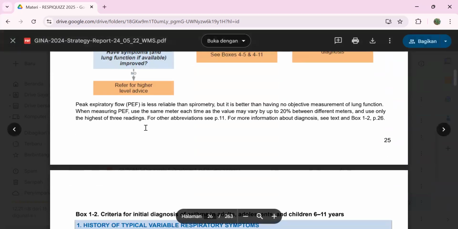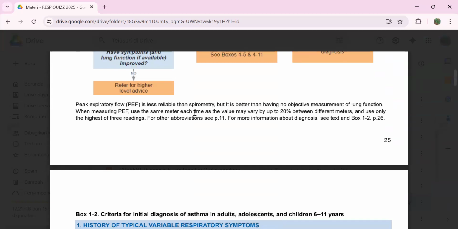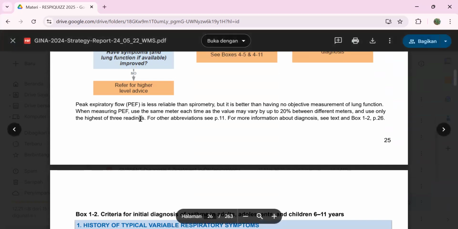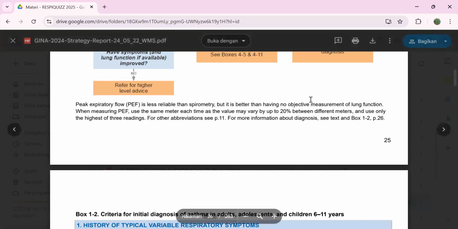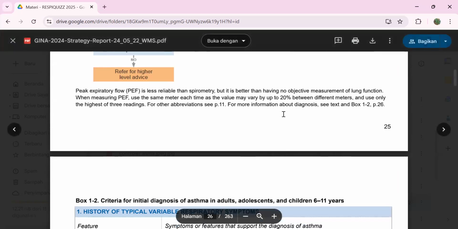Peak expiratory flow is less reliable than spirometry, but it is better than having no objective measurement of lung function. When measuring PEF, use the same meter each time, as the value may vary by up to 20% between different meters, and use only the highest of three readings. For other abbreviations, see page 11. For more information about diagnosis, see text and box.